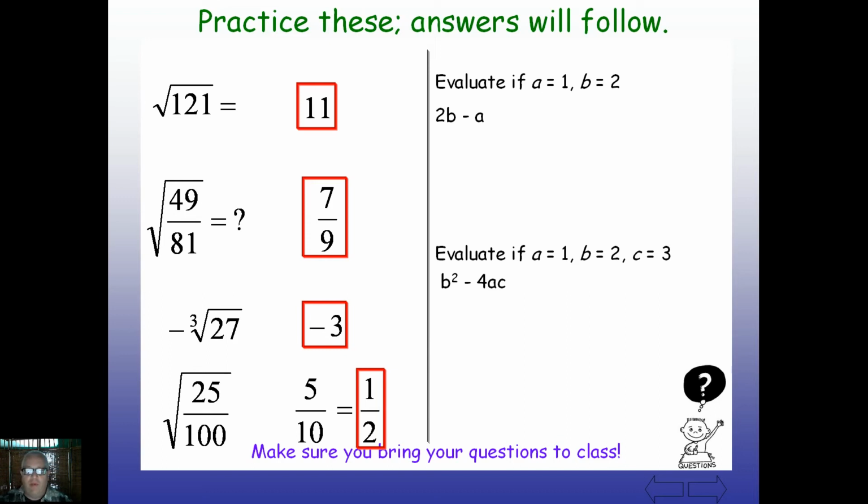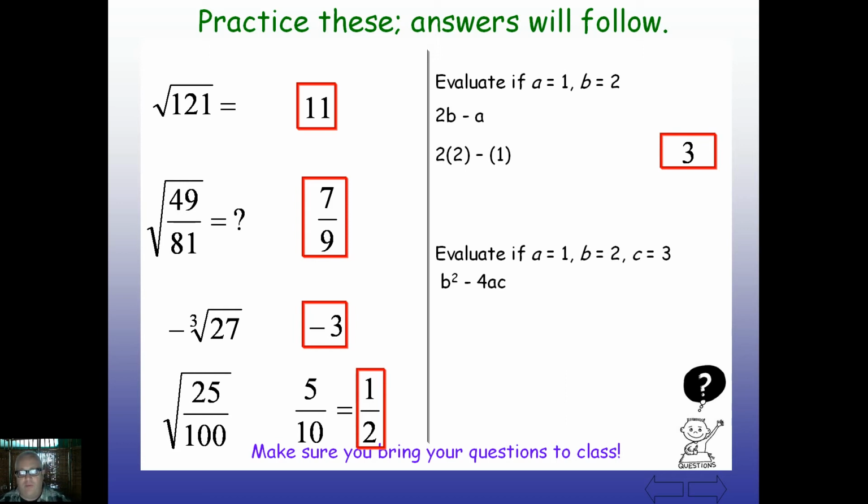All right then, so wherever we see the letter B, I'm going to plug in a 2. I'm looking at the top one now. And wherever we see the letter A, I'm going to plug in a 1. And it looks like I've got 2 times 2 minus 1. Well, that's pretty straightforward. 2 times 2 is 4, minus 1. We should end up with 3 here. And the second one, a little more complicated.